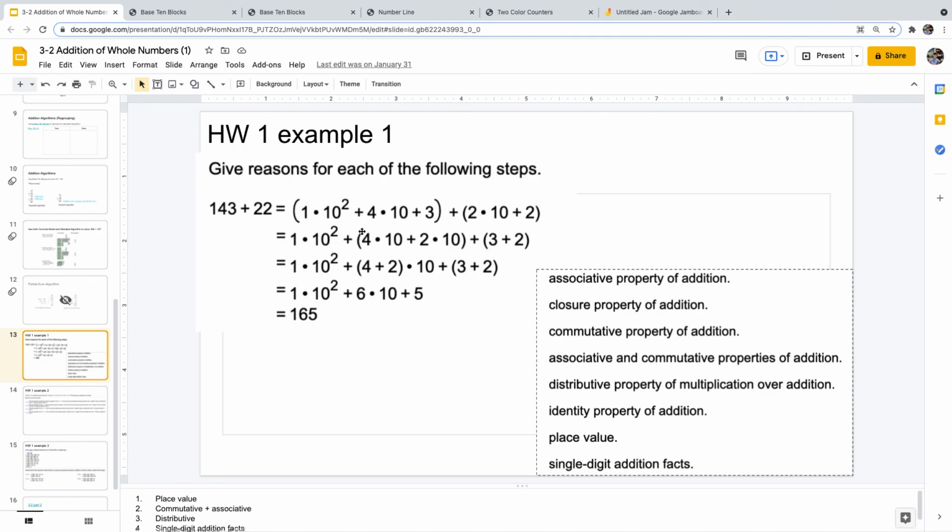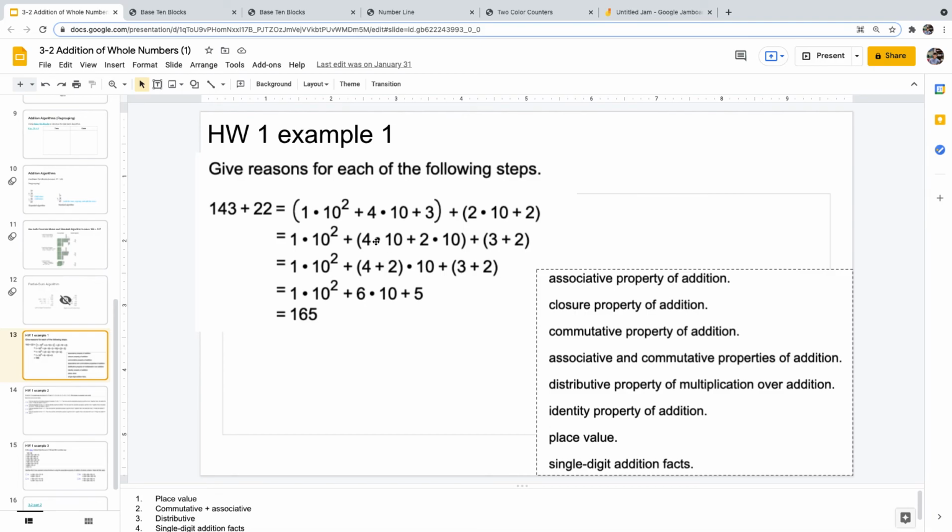So it is associative property and commutative properties, both. So we can have the same digits together. So hundreds digits, tens digits, and ones digits, right? So 1 times 10 squared.